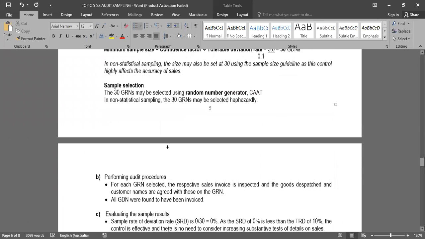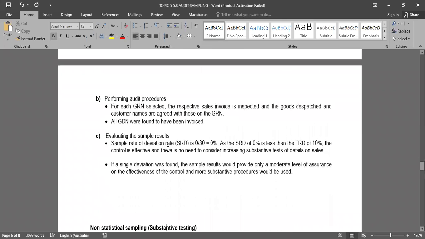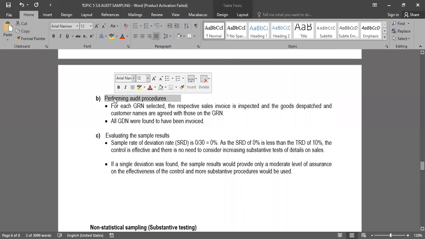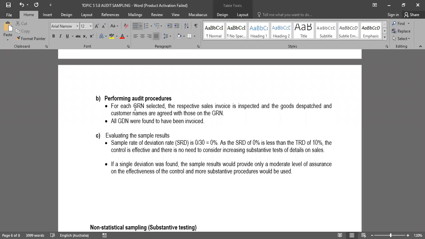After coming up with a selection of 30, we now perform audit procedures on that sample of 30. After selecting them, you now officially have them physically. You have 30 GRNs with you. What do you do with them? As auditors, you look at each GRN and perform an audit procedure. Ideally, it is supposed to match the goods received note, at least with details from customer to quantity and prices, and you match them to the specific sales invoices that were issued to customers.